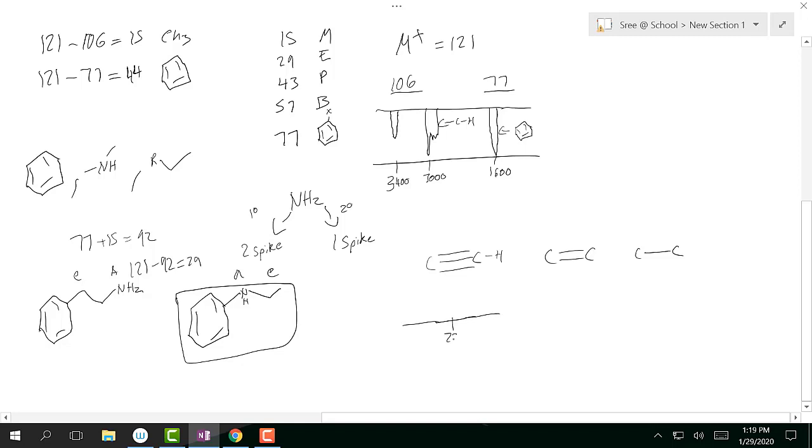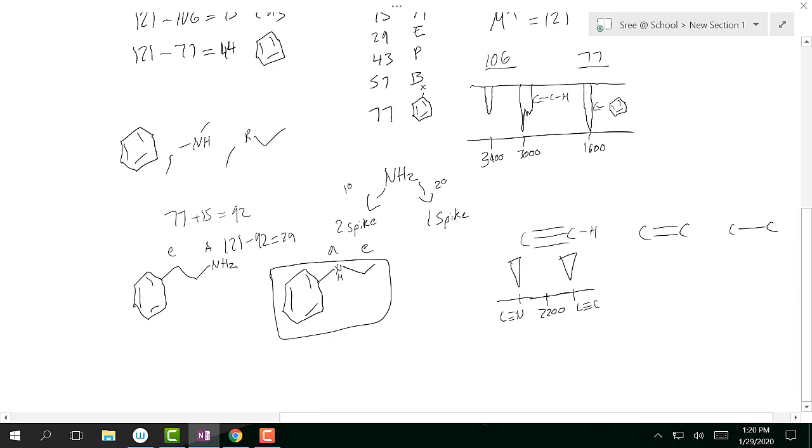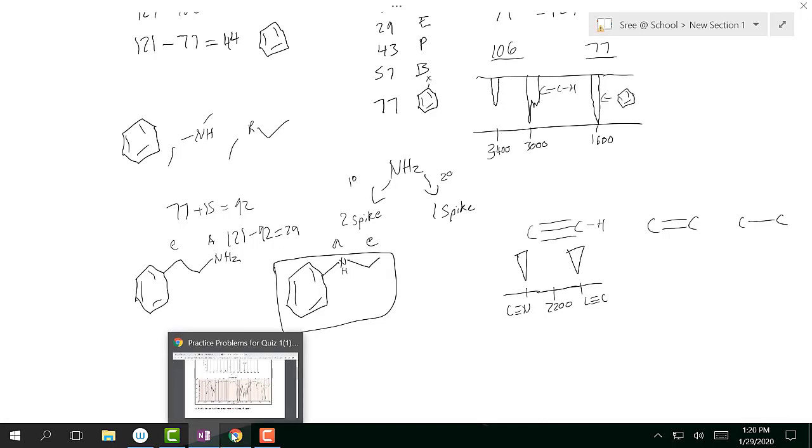So if it's past 2200, there's a spike here and there's a spike here, the left one is going to be nitrile, and the right one is going to be a C triple bond C. But like you said, there could be many things around that area, so you do have to double check and trial and error, and that's why mass spec comes into play, because you have a certain number of mass you have to reach.